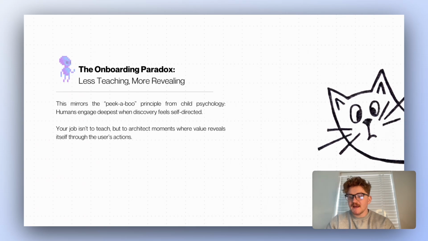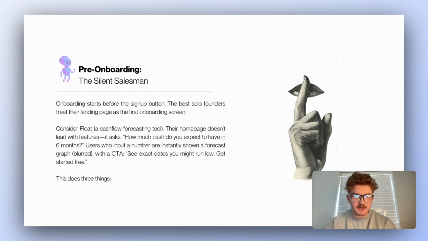Now, this mirrors the peekaboo principle from child psychology. Humans engage deepest when discovery feels self-directed. In other words, you're supposed to create moments where value reveals itself through something that the user has done, instead of just trying to flail it in their face like, oh, look, this is really exciting, look what we can do. Ideally, that comes from a decision that your user has made.